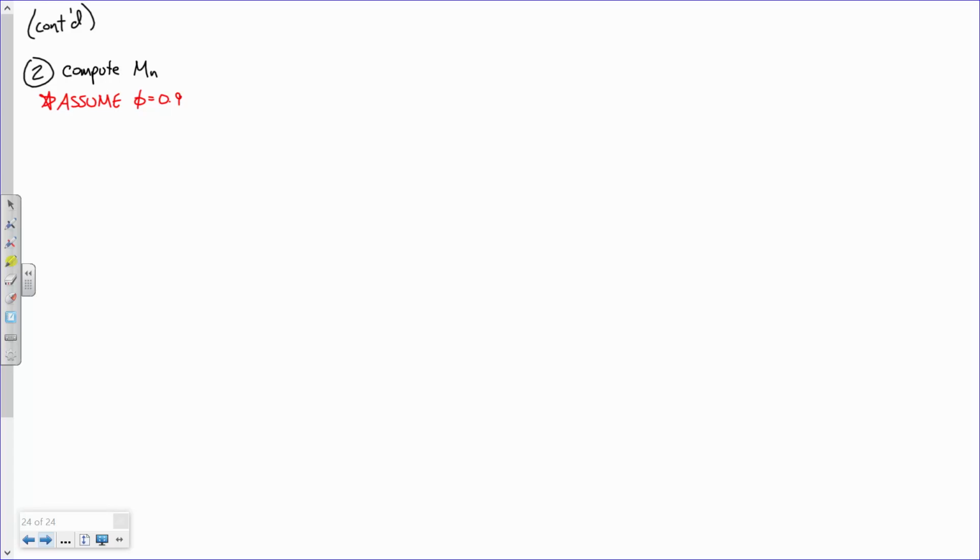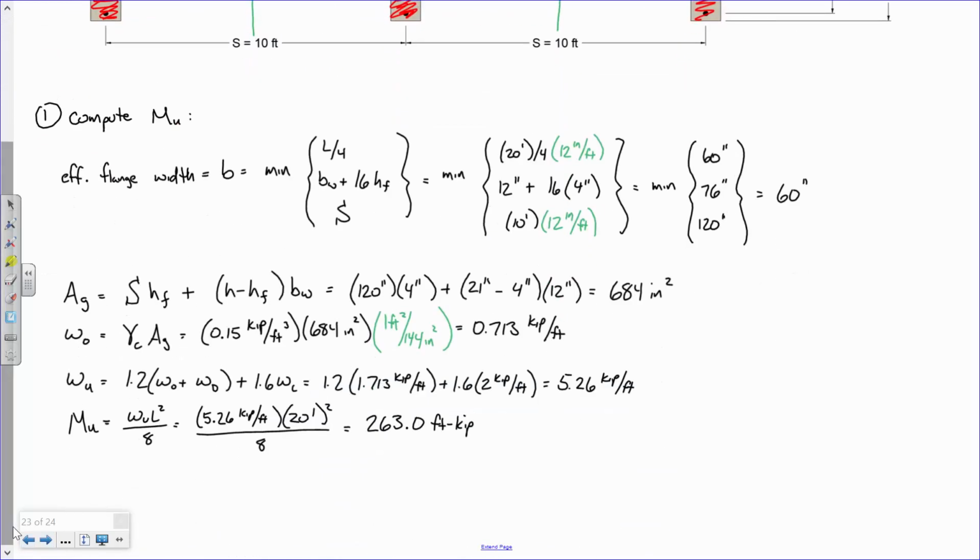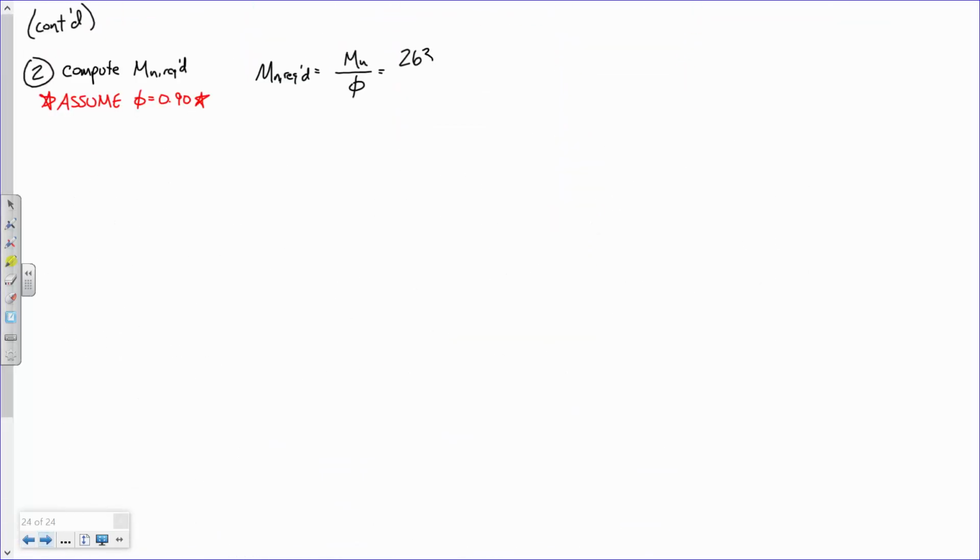phi is 0.9. Now, I say it's assumed because we don't know what our steel is, we don't know what the reinforcement is, so we don't know what the resulting strain is in our steel, so we've got to just guess. All right, so Mn, now I should put Mn required. Mn required, goodness, I'm getting ahead of myself, is Mu divided by phi, which is, what was it on the previous panel? 263. Divided by 0.9 is what?